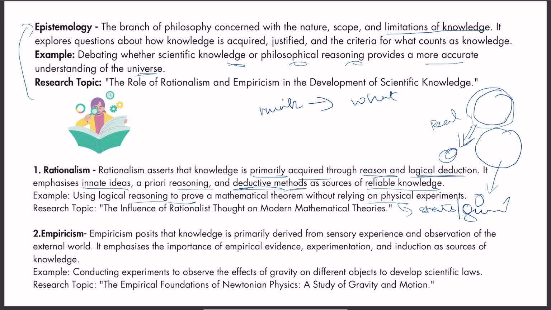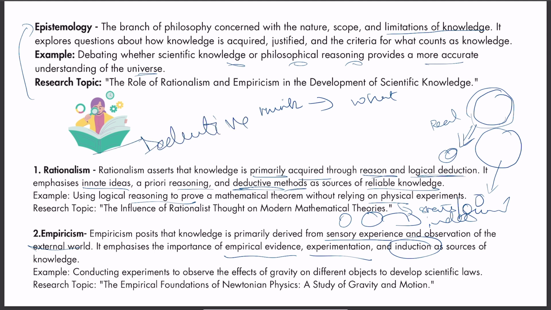Next, we have empiricism. Empiricism posits that knowledge is primarily derived from sensory experience. So you've sensed it, you've seen it, and then you're applying it. So, inductive kind of reasoning. It emphasizes the importance of empirical evidence, experimentation, and induction. All right, so these are two very important key terms that you have to know. Deductive knowledge is under rationalism. Inductive knowledge is under empiricism.